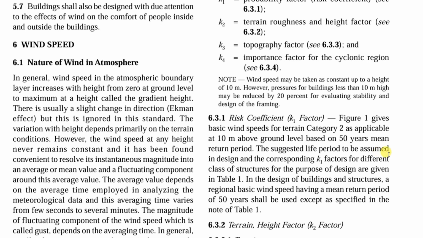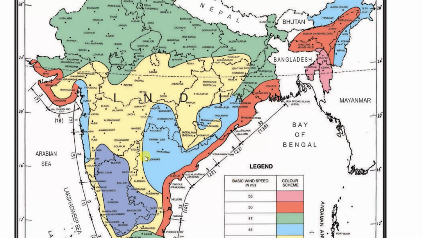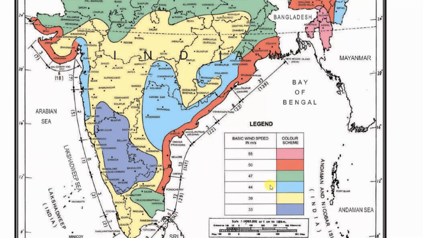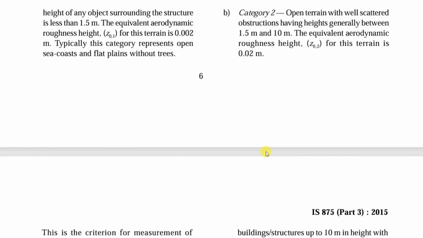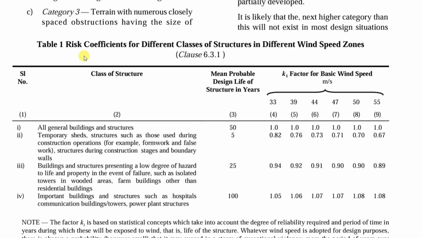Okay, the first factor is the K1 factor, that is risk coefficient. So based on the basic wind speed which is given in figure 1 and Annexure A, we have to find out this K1 factor. We need to take this K1 factor from table 1. Let's consider the city as Hyderabad. For Hyderabad, this comes under this light blue color. So we'll take the basic wind speed as 44 meter per second. So for 44 meter per second, we have to find out the risk coefficient that is given in this table 1.